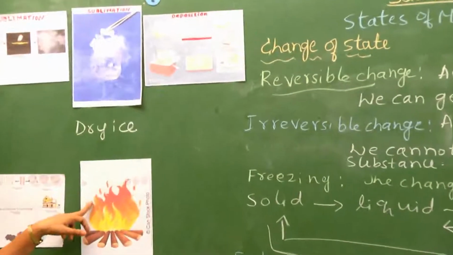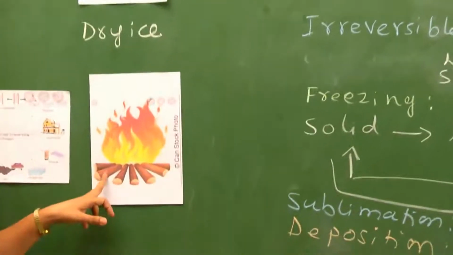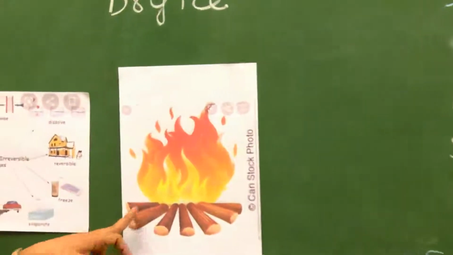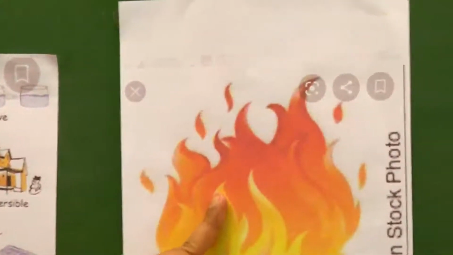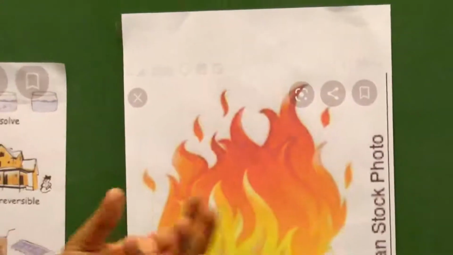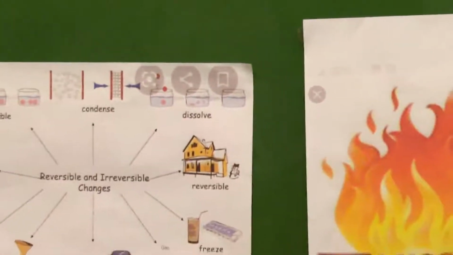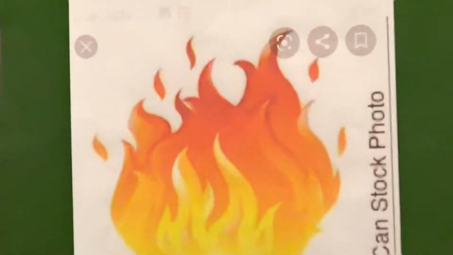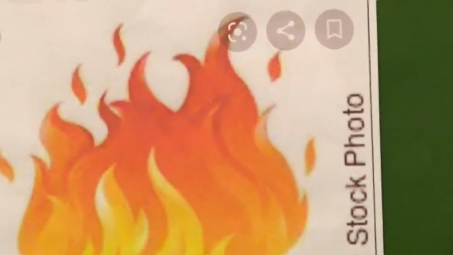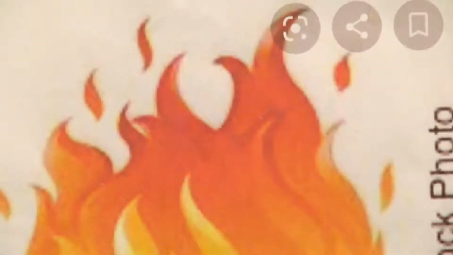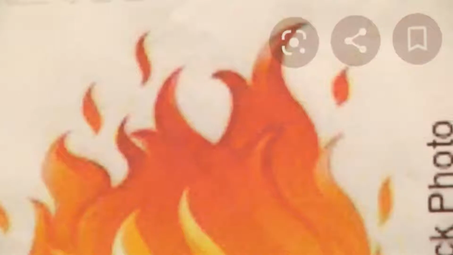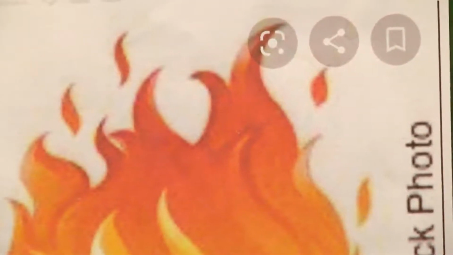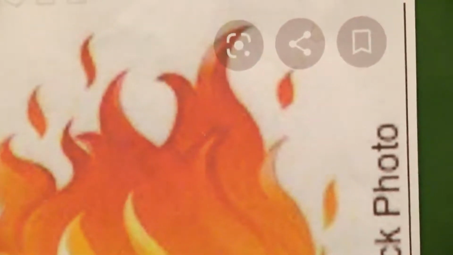What are we seeing here? We are seeing this wood burning. After the wood burns, we get ashes and charcoal. By collecting all the charcoal or ashes, we cannot make the wood again. So what type of change is this? A permanent change. We cannot get the substance back once again.